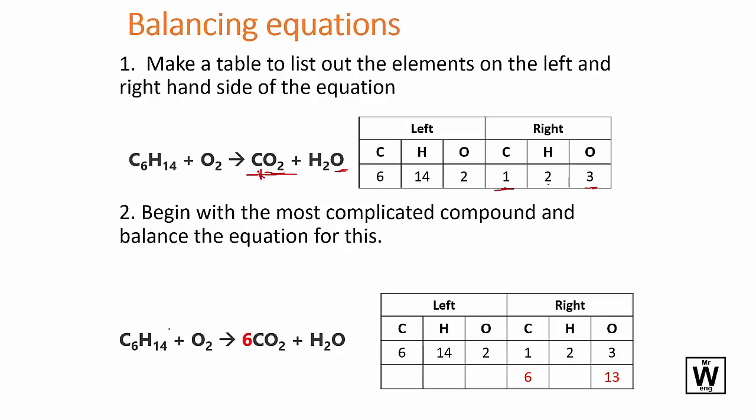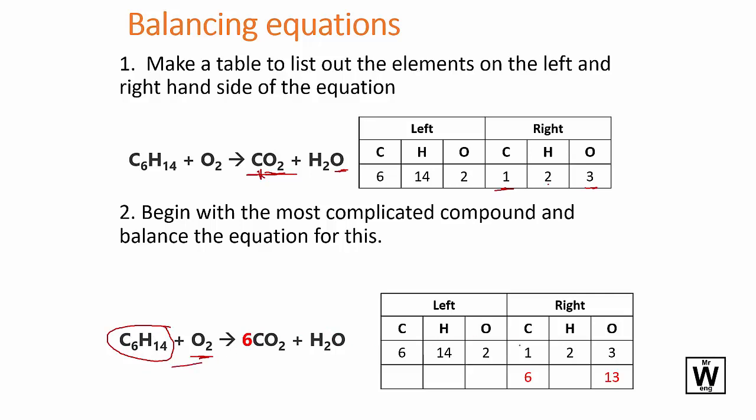Then you go to the most complicated compound first to make sure that one's balanced out, because it is very easy to correct the simpler ones, but if you change the complicated ones, you end up changing it in several other places at the same time. And so we're going to deal with this compound first.